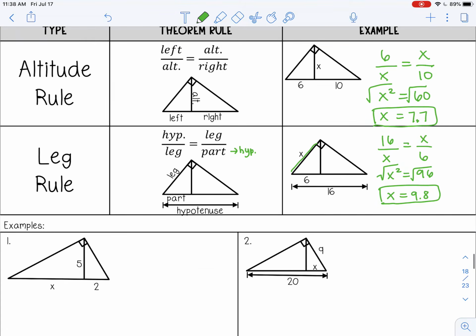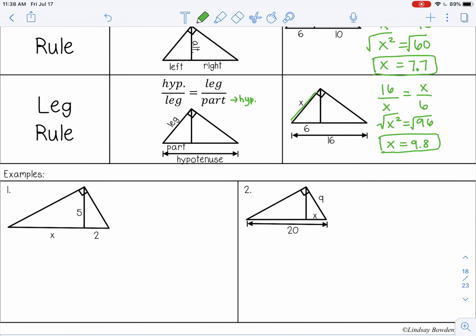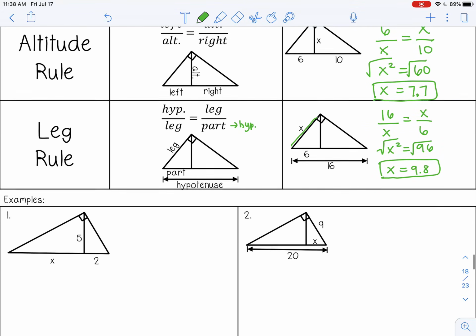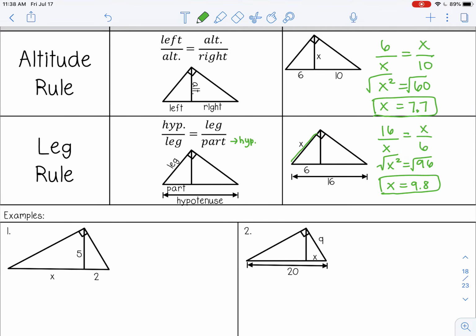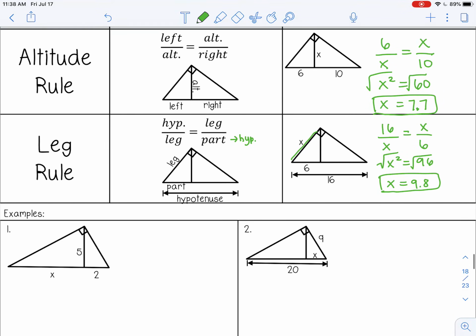Alright, let's try a couple more examples. So in number 1, first of all, we have to determine, are we going to use the altitude rule or the leg rule? And because we were given the altitude, we're going to use the altitude rule. So remember, the rule says left over altitude. So my left piece is x. My altitude is 5. Equals altitude again over right.